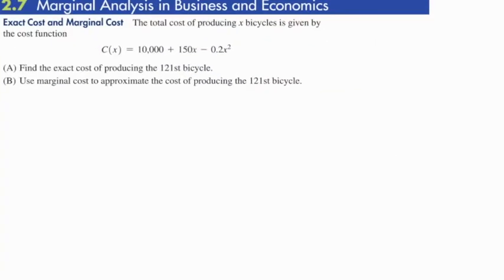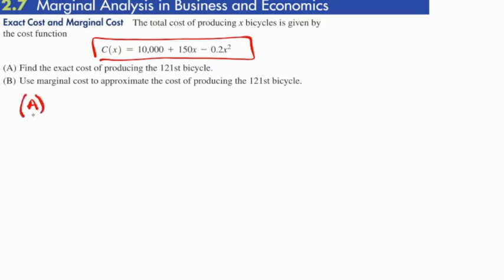So here's the next example. Try this on your own. Pause the video, work it out, then unpause to see if you get the same answer. So the problem reads, the total cost of producing x bicycles is given by the cost function below. C of x is 10,000 plus 150x minus 0.2x squared. Part A says find the exact cost of producing the 121st bicycle.